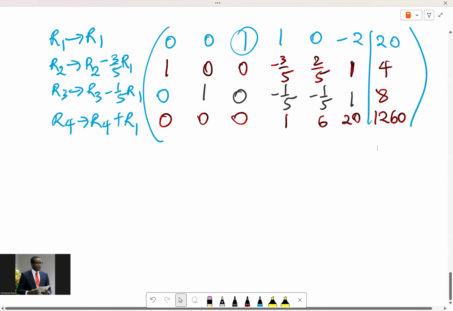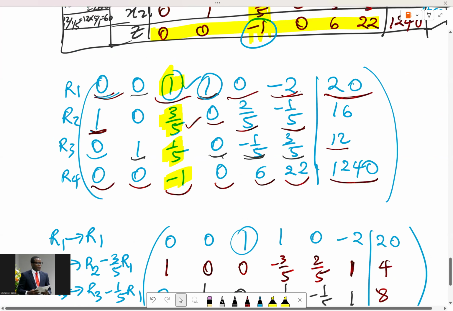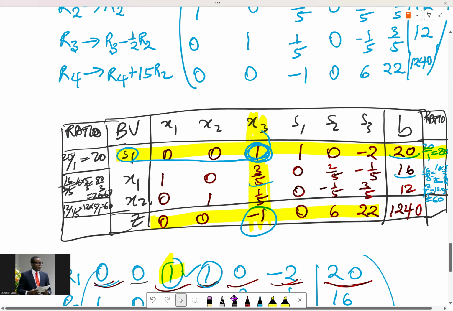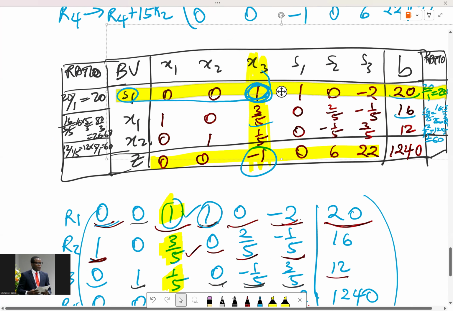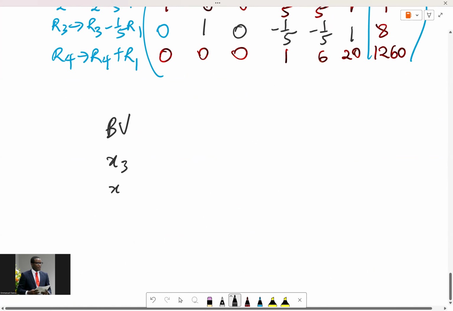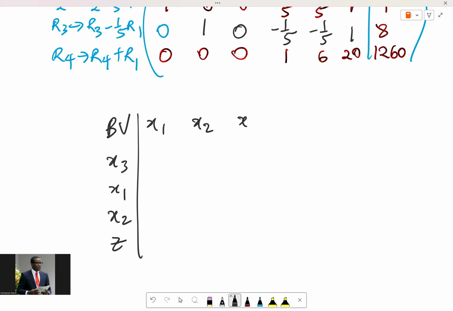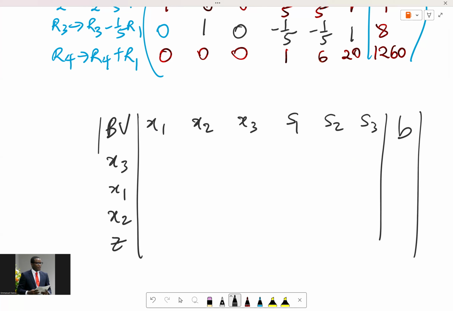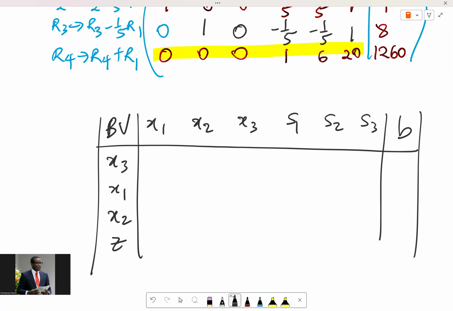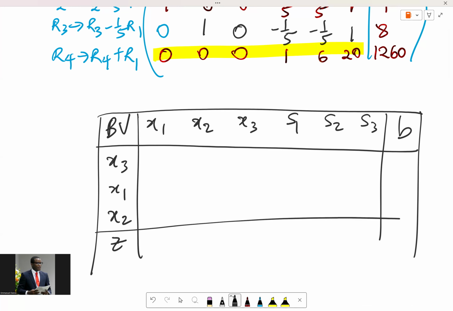So let's take it back to the table where we have the basic variables. Now you see for this one, X3 is replacing S1. So we have X3, X1, X2, of course we have z here, so that we have x1, x2, x3, s1, s2, s3, and then we have b. I don't think we need the ratio anymore because I can already see from here that everything is positive now. So that's more like we have reached the optimal solution, thankfully. It's been a stressful journey.